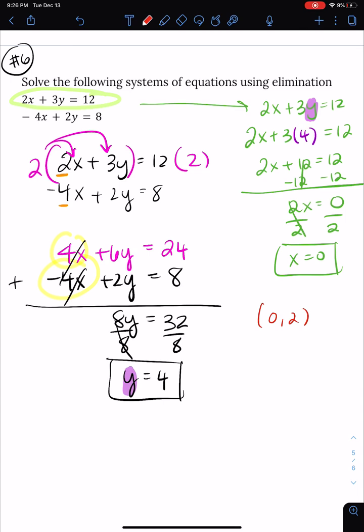Now, a lot of people panic when they see that x is equal to 0, but that's perfectly acceptable. In a coordinate grid, it's just the point 0, 2. So our point is on the y-axis.